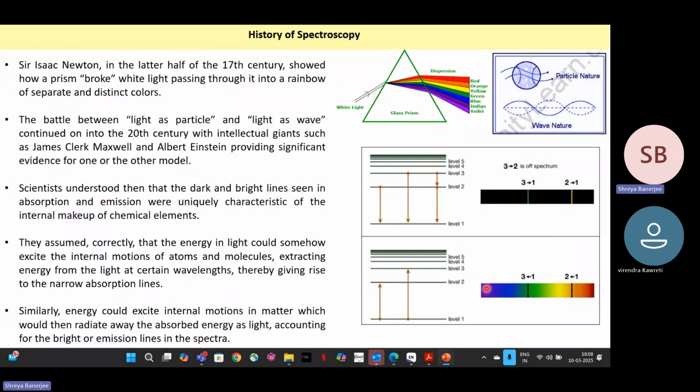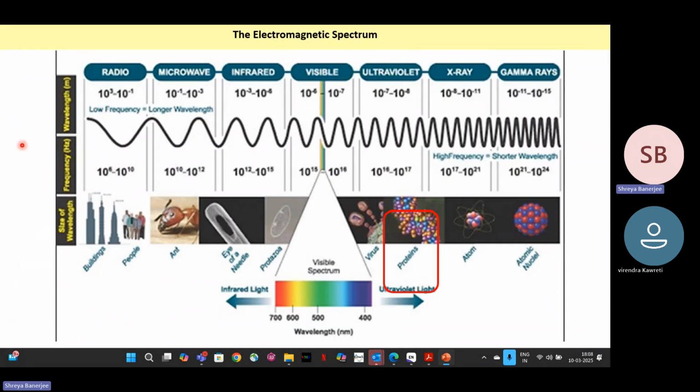Right, so I'll continue. This is the electromagnetic spectrum we have seen in previous classes also. There are various regions of the spectrum. From high to low wavelength, the radio waves have the highest wavelength, meaning the least energy. Then comes the microwave, then infrared. Visible is in a very short range. Then ultraviolet, X-ray, and gamma rays have the shortest wavelength, meaning the highest energy.